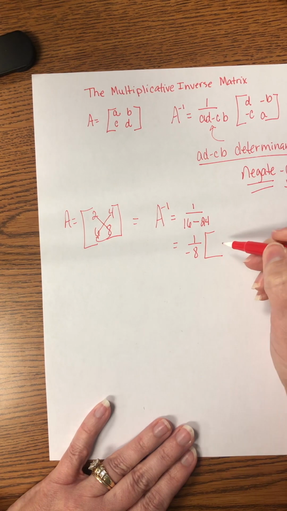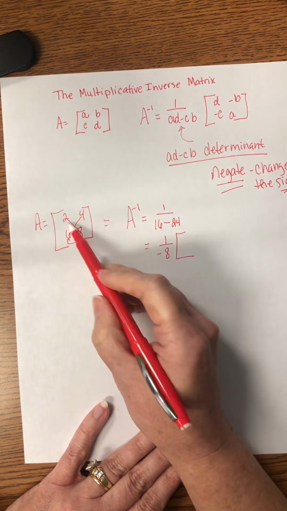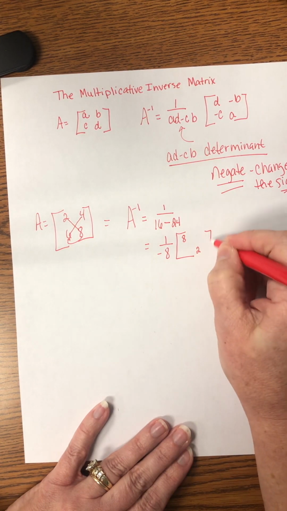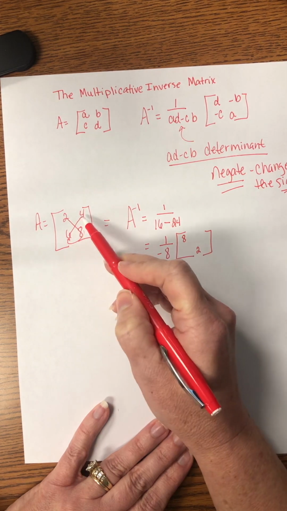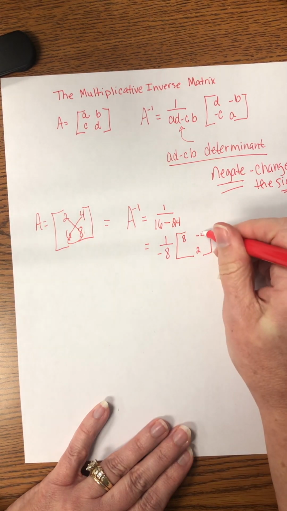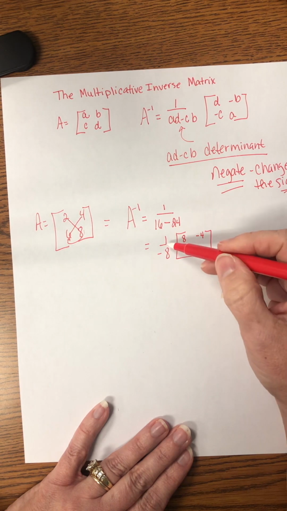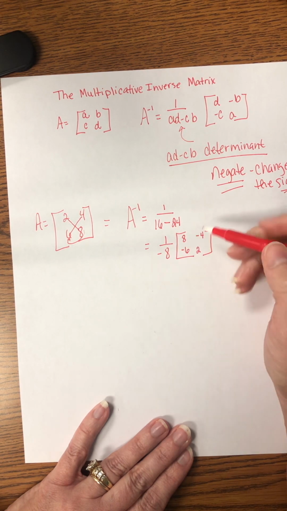Now the matrix we're going to multiply it to, we're going to take our first diagonal, which is 2 and 8, and we're going to let those swap places. Our other diagonal, 4 and 6, we're going to negate those or change their sign. And once we have this, we can use -1/8 as a scalar.